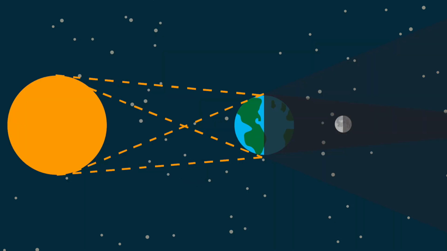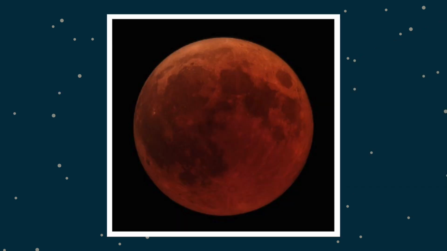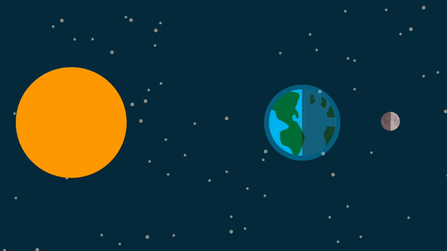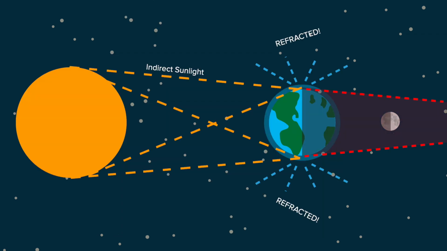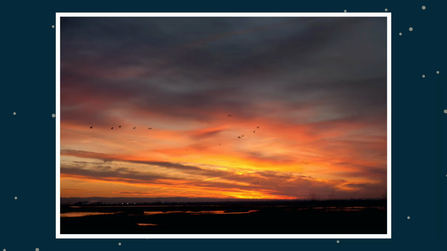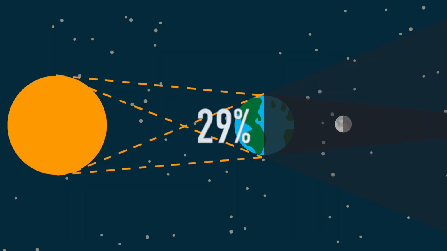The most dramatic type of lunar eclipse is total, where the moon is fully covered by the Earth's umbra. This often results in what people call a blood moon because it appears red to us. The color comes from indirect sunlight refracting through the Earth's atmosphere at a shallow angle, like what we see shortly after sunset or before sunrise. About 29% of all lunar eclipses are total.